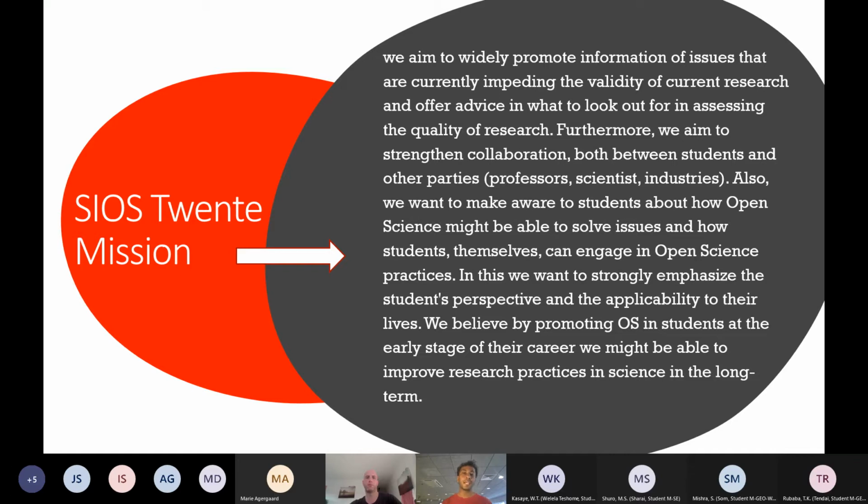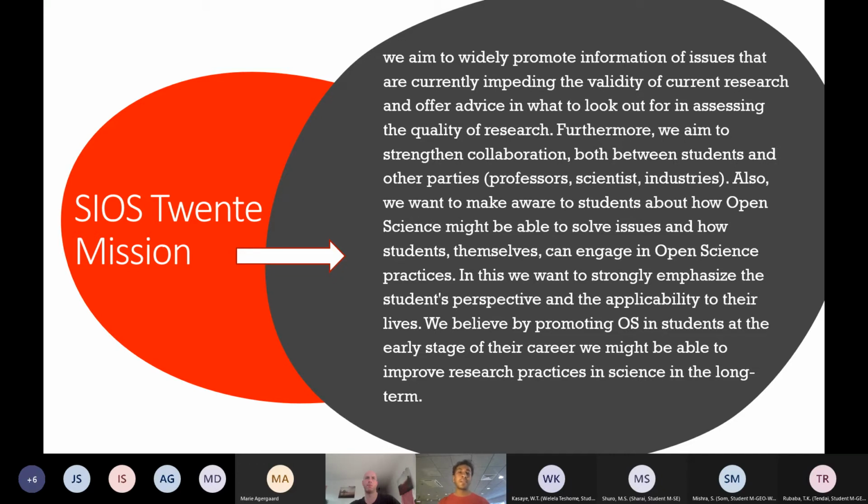Why am I mentioning professors, scientists, and industries? Because for our research we mostly need data, and most of the satellites are commercial satellites, so we need industries to promote open science. Why do we need professors and scientists? Because we need to collaborate, to guide us and initiate what we can learn and what we can reproduce as datasets. Also, we want to make students aware of how open science might be able to solve issues and how students themselves can engage in open science practices.